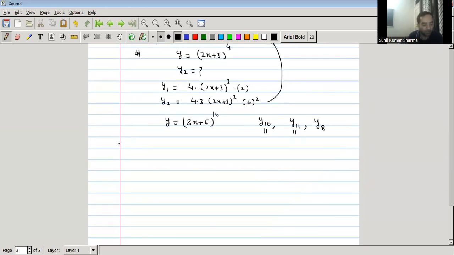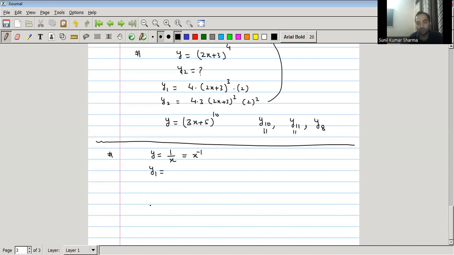So next part is if you have y in the form of y is equal to 1 upon x. So if y is equal to 1 upon x, then what is y1? First derivative of y with respect to x. You can also write this in terms of x to the power minus 1. So you can write this as minus 1 x power minus 2. So here I can write minus 1 divided by x square.